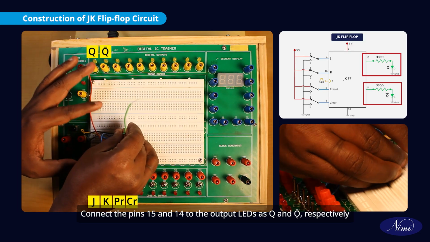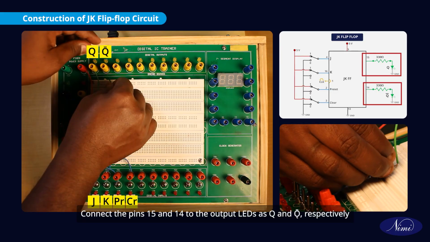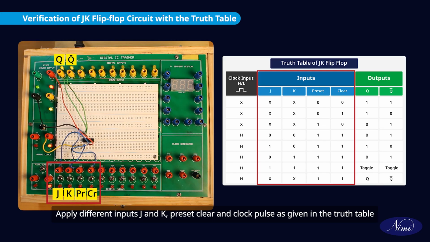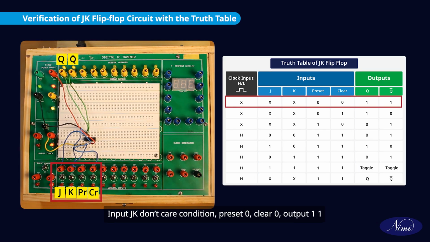Connect the pins 15 and 14 to the output LEDs as Q and Q bar respectively. Switch on the digital trainer kit. Apply different inputs J and K, preset, clear and clock pulse as given in the truth table, and observe the status of output LEDs. Input JK don't care condition, preset 0, clear 0, output 1 1.